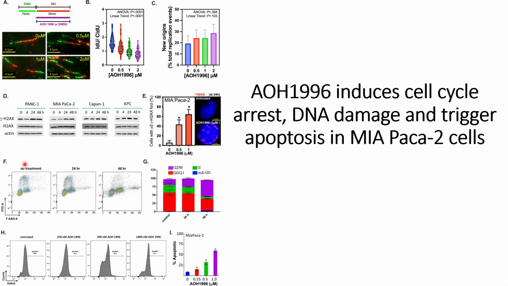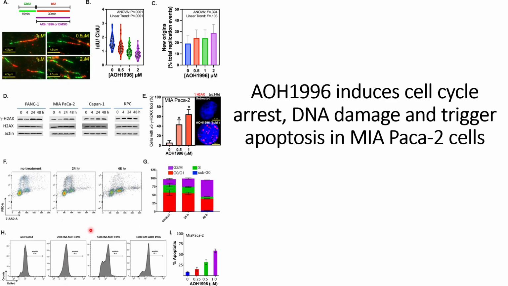Now they wanted to check the cell cycle assay, whether it has any impact on the cell cycle or not. Compared to no treatment, with the treatment of AOH1996, they see a cell cycle arrest at the G2 and M phase. With increase in the time, there is an increase in cells in G2 and M phase. This is quantified in panel G, indicating that there is a cell cycle arrest in G2 and M phase.